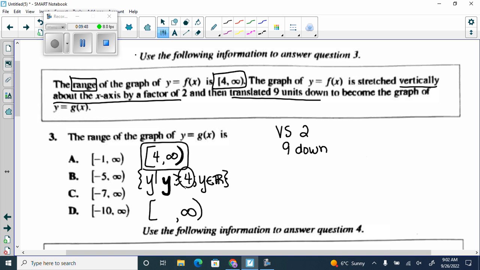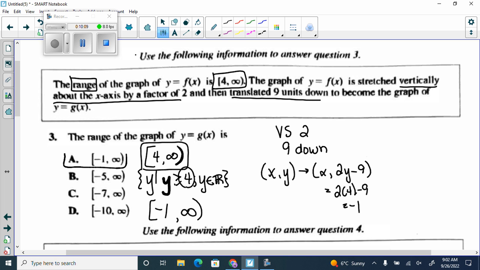So I'm applying this all to the 4. So if I do mapping, my x, y becomes x stays the same, and my y becomes 2y minus 9. So if I put my y in there, it's 2 times 4 minus 9, which is -1. Matches that.